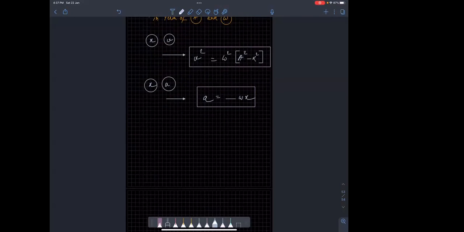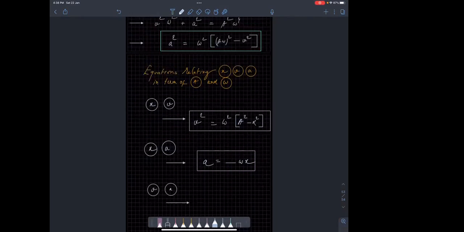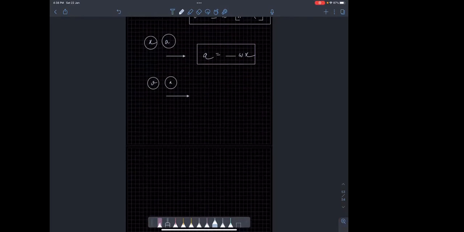Now, the last relation between V and A. Tell me, what is the relationship between V and A? We just derived it, right? A square equals omega square into A square minus V square, right? So this is the relation.